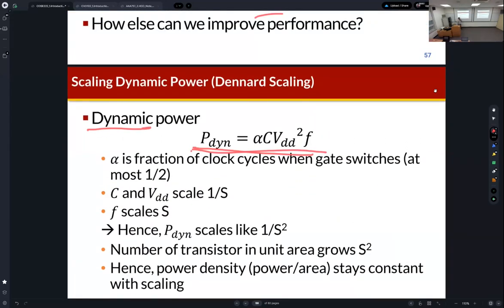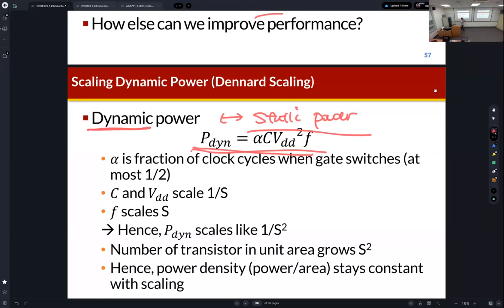Then I mentioned the dynamic power. What is the other kind of power consumption? What is the opposite of dynamic? Steady, right? So we can also consider steady power. And recently, steady power is also very high.